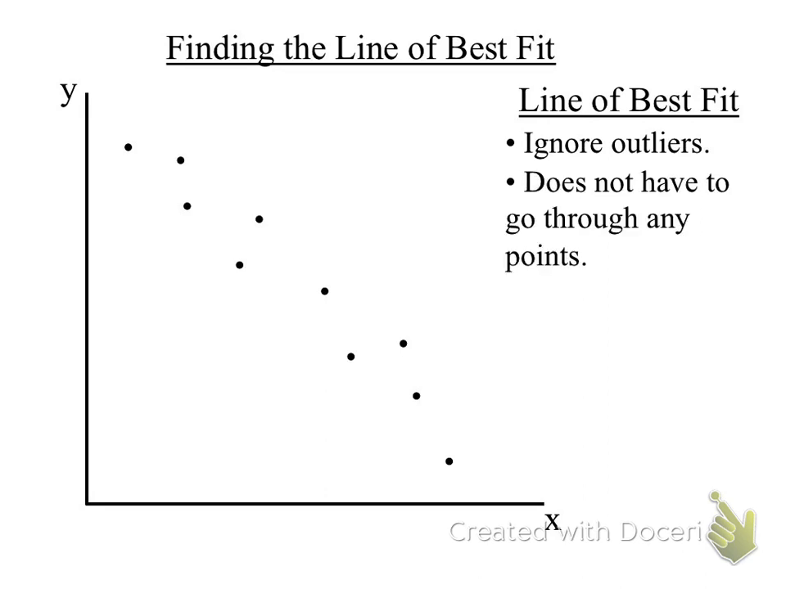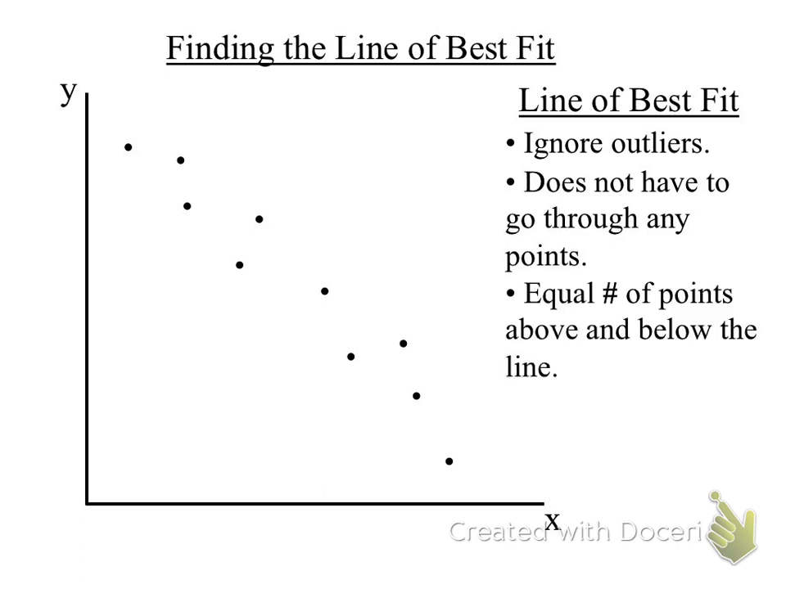All right, so we talked about finding the line of best fit. We're going to ignore our outliers. It doesn't have to go through any of the points, just an equal number of points above it and below it, okay?